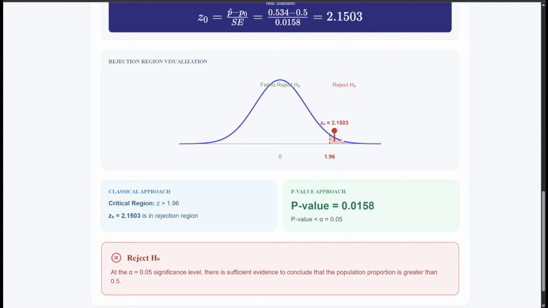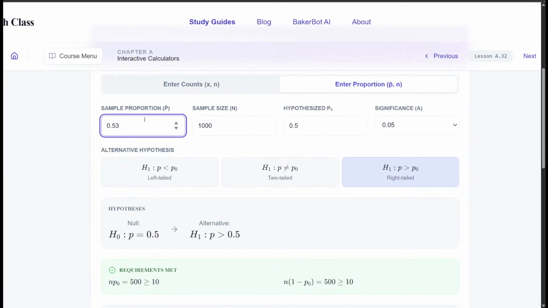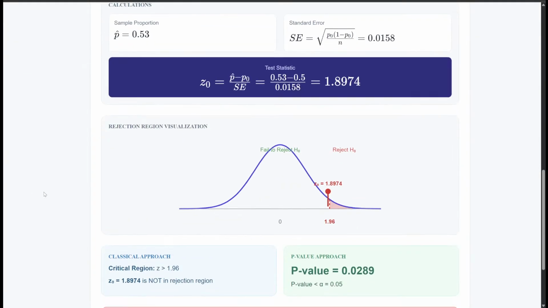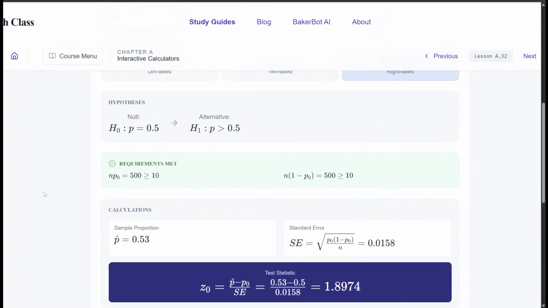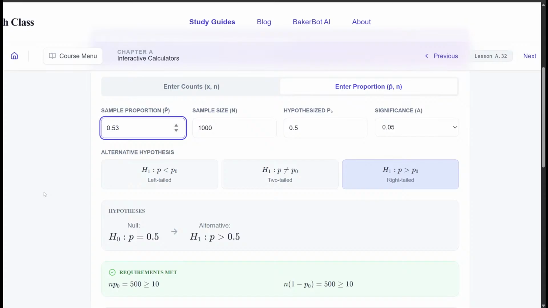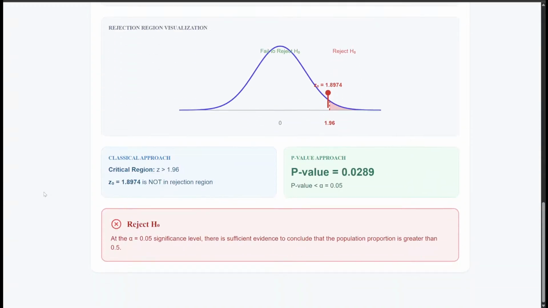So the goal, or what you're looking for to reject, is that it falls in that small region on the tails. If it doesn't, we fail to reject. And in this one, if I changed this to 53, I'm now failing to reject. So that 0.4% actually made a difference. Okay? So 53% would not be statistically significant enough to be able to reject.